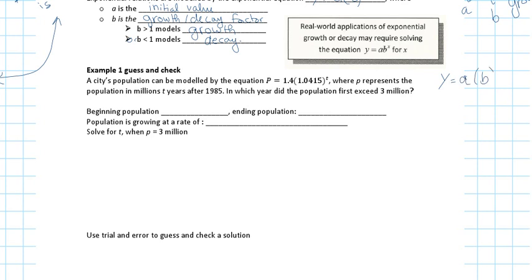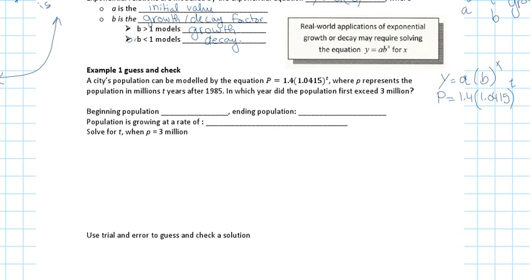With different letters and numbers, obviously. Does it look like this? Okay. What's Y in this case? What letter is Y? P. What's A? 1.4. What's B? 1.0415. And what's X? T. So you see, it looks different, but it's the same.